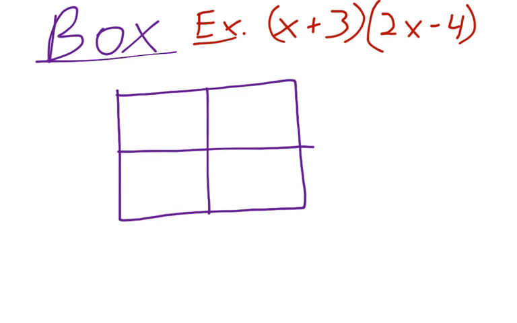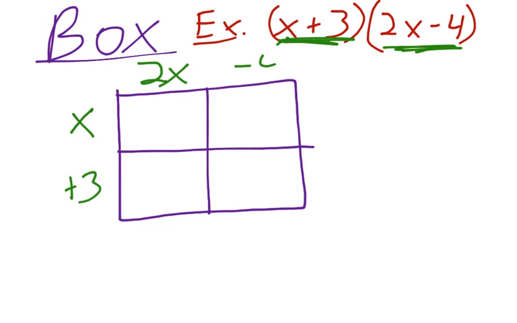Alright, so if we were multiplying x plus 3 and 2x minus 4, you just take one of the binomials, in this case, and put it so that each term represents a box. So the x can represent my first box, the plus 3 or the positive 3 can represent the second one. Then I want to do the same thing with my 2x minus 4, but I'm doing that for my columns. So 2x, my first term goes there, my second term goes there.